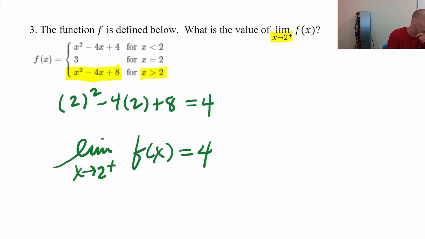Had it been the limit as x approached 2 from the negative side, we'd have plugged into x squared minus 4x plus 4. And if they'd asked us what the limit as x approached 2 just in general was, we'd have probably said it wasn't going to exist because I got 2 different things from each side. Okay? I think I'm going to leave that where it is.